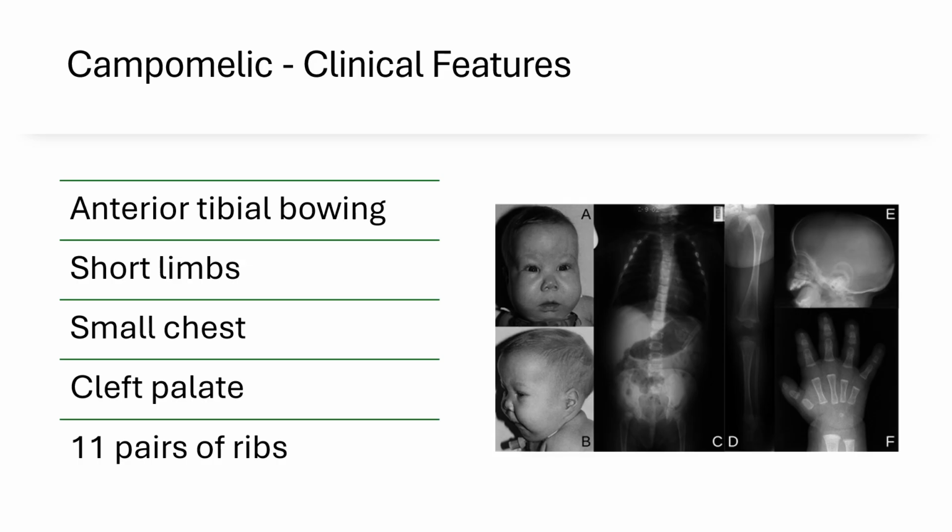babies already face. The presence of only 11 pairs of ribs, instead of the normal 12, tells us that the developmental disruption affected the formation of the entire rib cage, not just individual bones. Understanding how these features work together helps you appreciate why campomelic dysplasia creates such profound challenges for survival and normal development.